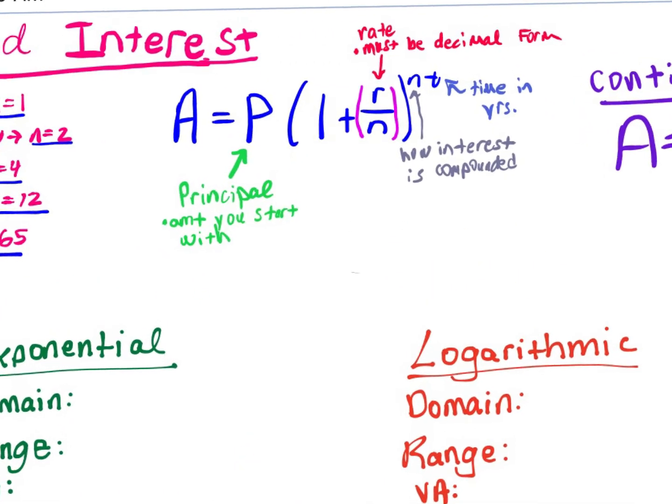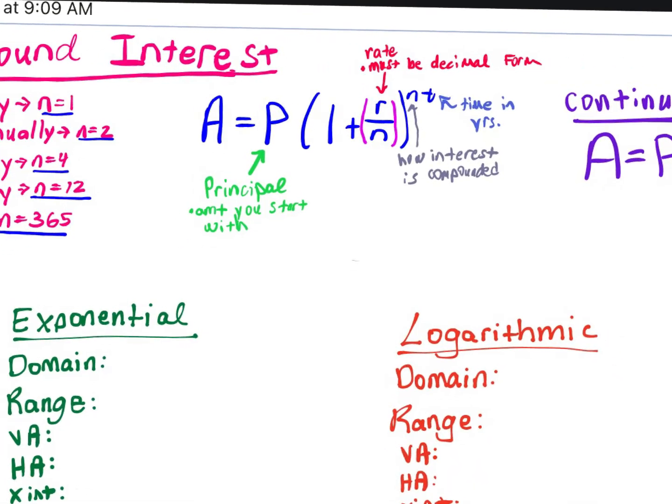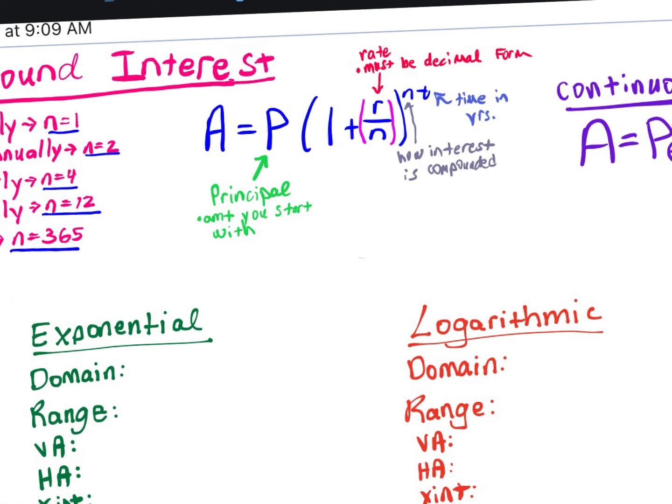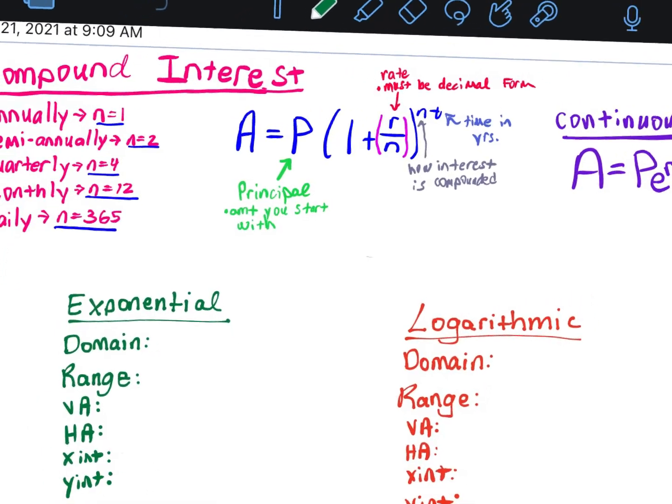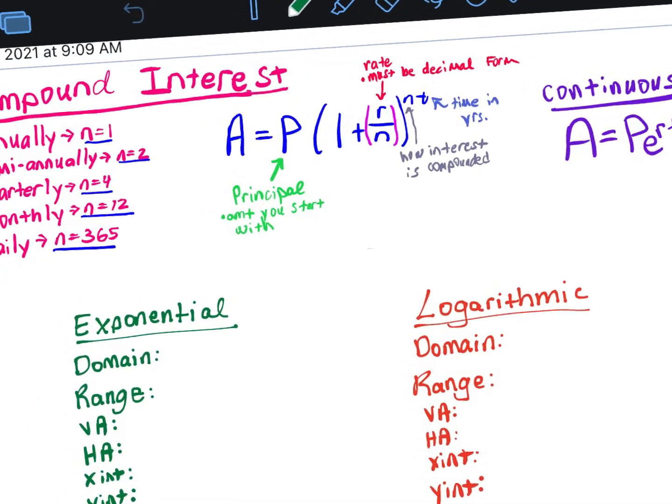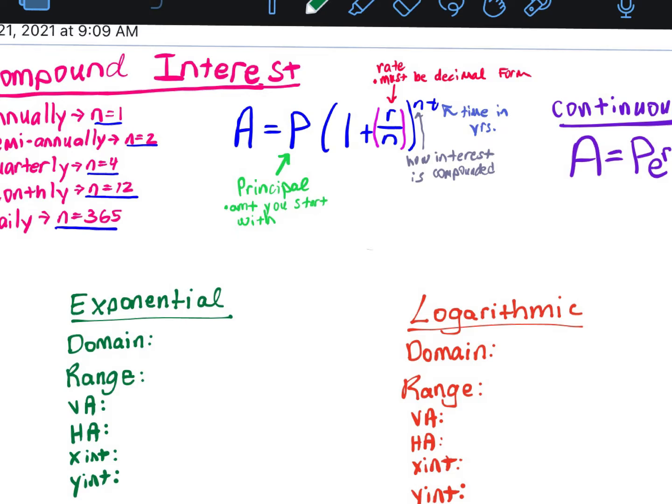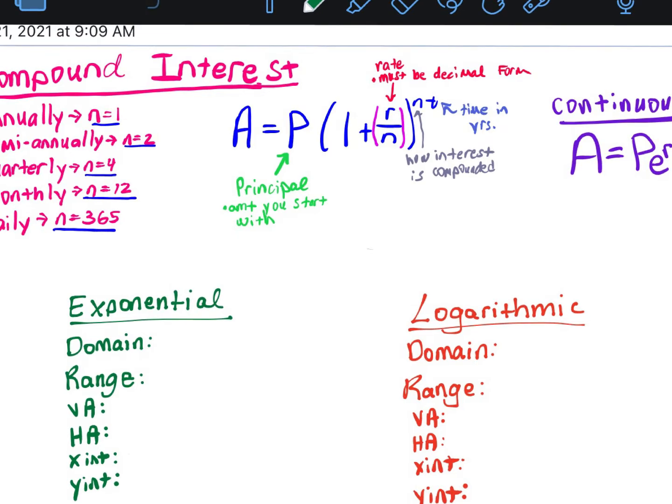A equals principal times 1 plus that one. And then one, you'll have to use APERT. Remember, use APERT when it's continuous. We need to know how things are compounded. So annually is once a year, semi-annually is 2, quarterly is 4, monthly is 12, daily is 365, right?